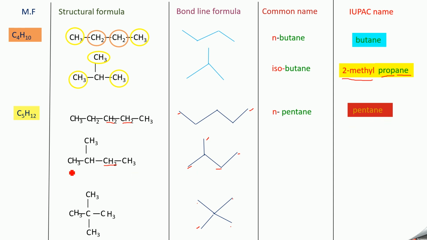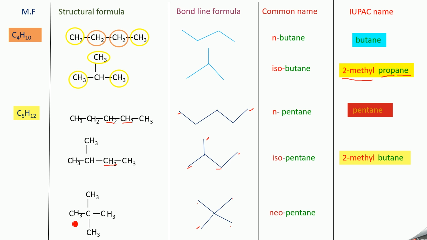For this compound, the common name we have is the iso group. Similar groups attached to this carbon atom, 2 methyl groups. So it is iso and 5 carbon atoms, so isopentane. IUPAC name: second carbon we have a methyl group. So 2-methyl, and this main chain contains 4 carbon atoms, so it is butane. So 2-methyl butane is the IUPAC name for this compound. For this structure, the common name, we call it neopentane.